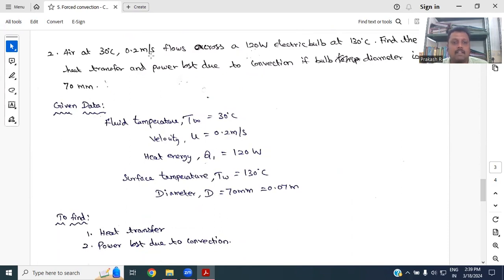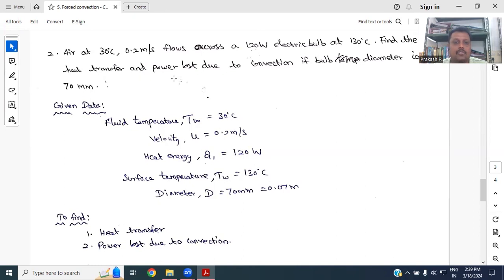If the velocity is given, then the problem comes under forced convection. We identify that. Therefore, velocity is equal to 0.2 meter per second across the electrical bulb of 120 watts. That is the energy generated by lighting an electrical bulb is 120 watts. Therefore, Q1 is equal to 120 watts at a temperature of 130 degrees Celsius. The bulb temperature is the surface temperature. TW is equal to 130 degrees Celsius.